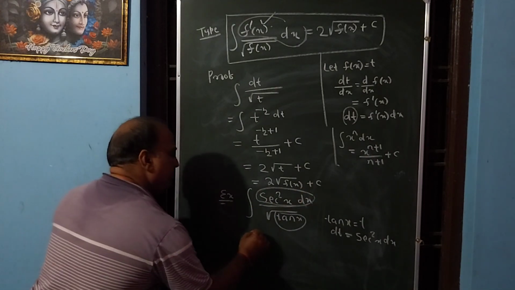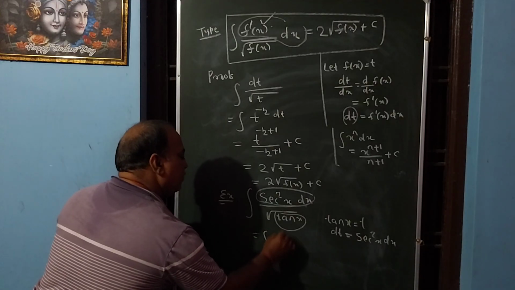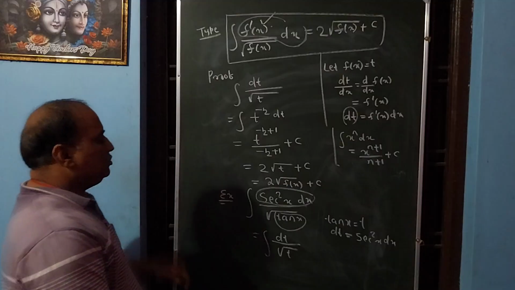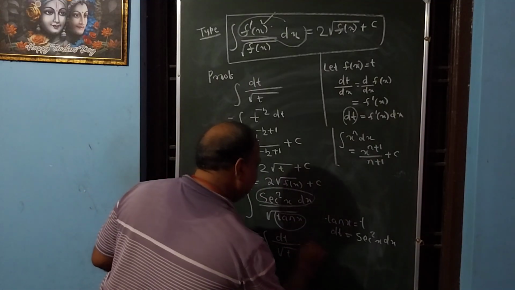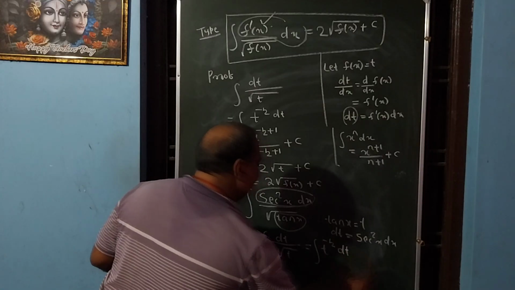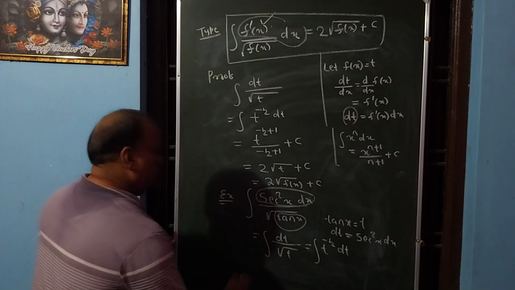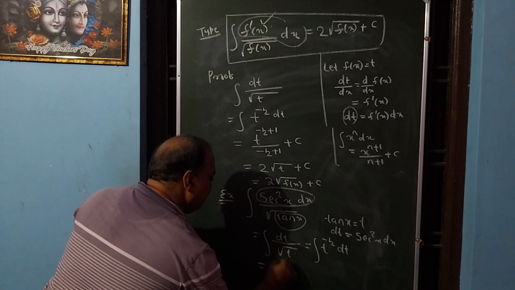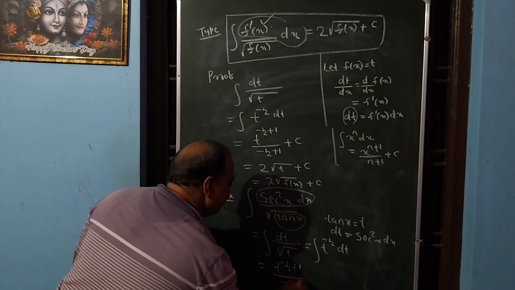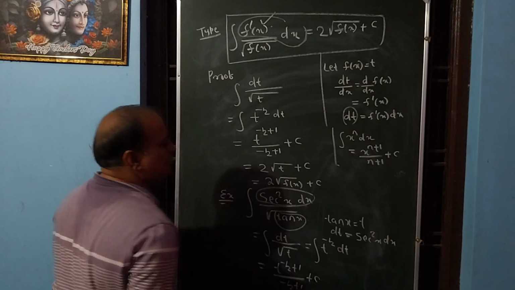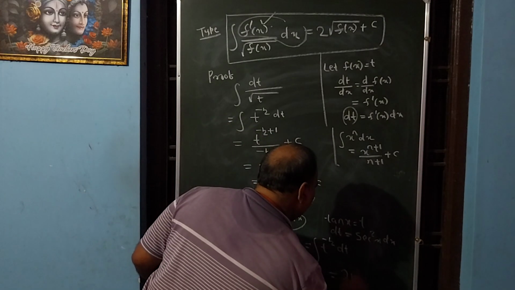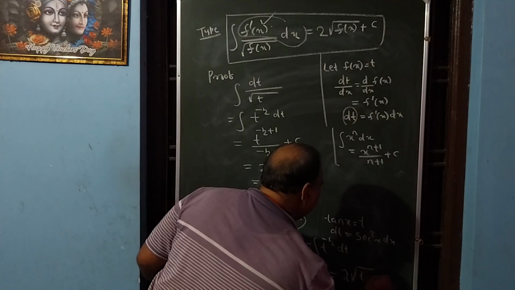So we get integration of dt by root over of t. So that can be written as t to the power minus half dt. So on integration we get t to the power minus half plus 1 divided by minus half plus 1 plus c. Okay, so we get 2 root over of t plus c.